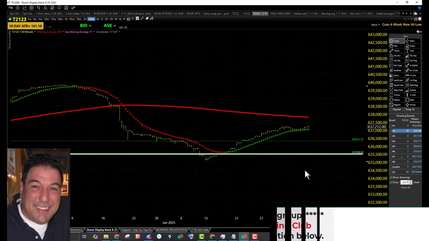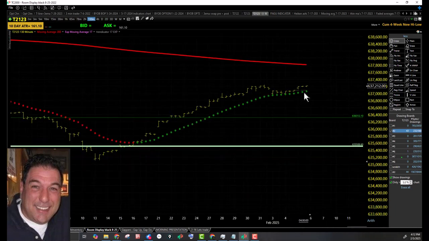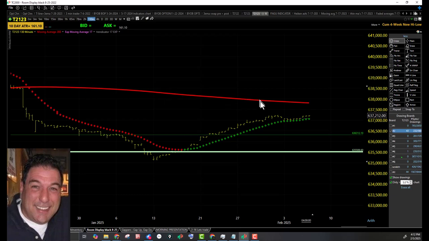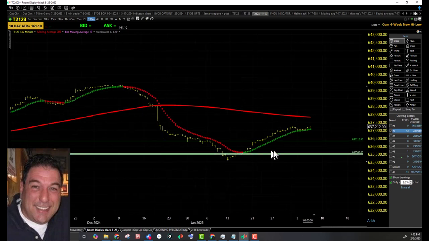T21.23, 3 bar, 3 more green candle bars, closing in on that falling 200 SMA there. Again, up over the 2 prior all-time highs. That's these 2 green lines right there.